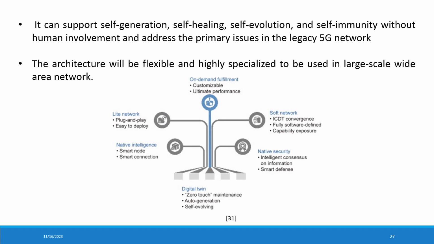Then the next feature is the digital twin. It is a real-time virtual representation of a physical network that can be used for monitoring, simulation, and optimization. Then the native security. 6G should have security built in from the ground up, using AI and machine learning to detect and respond to threats. And this architecture will be flexible and highly specialized to be used in large scale wide area networks.